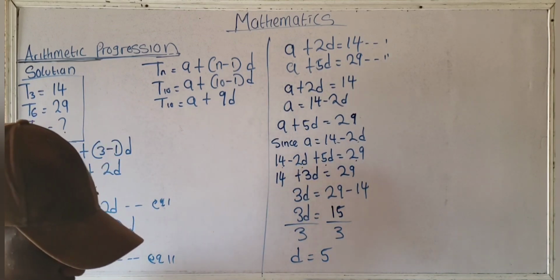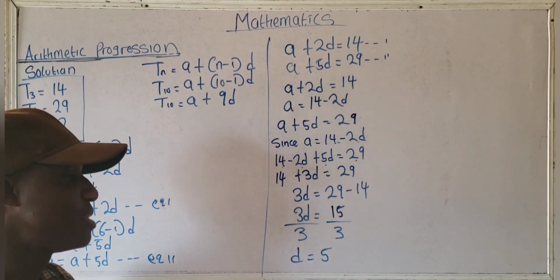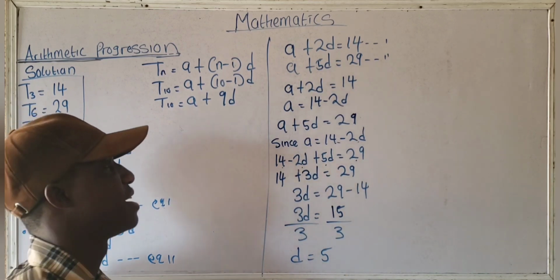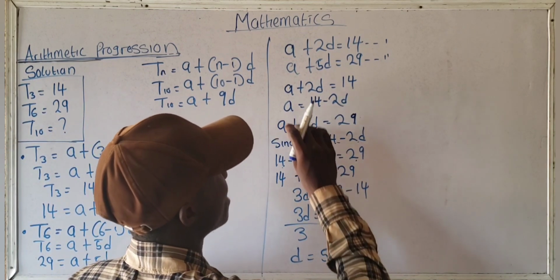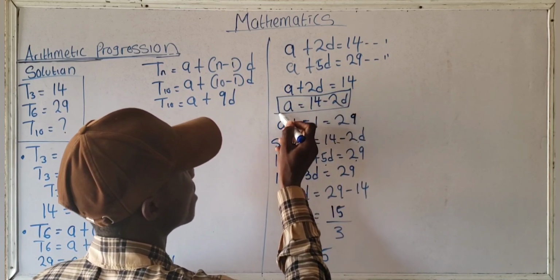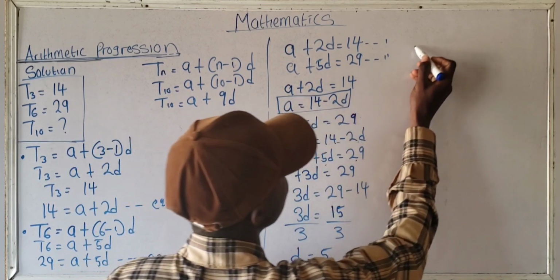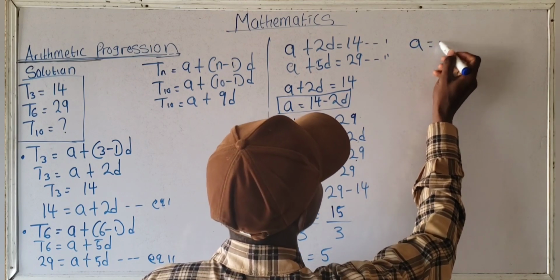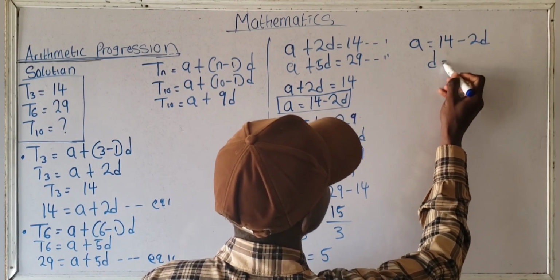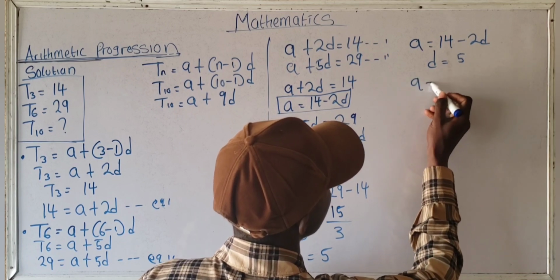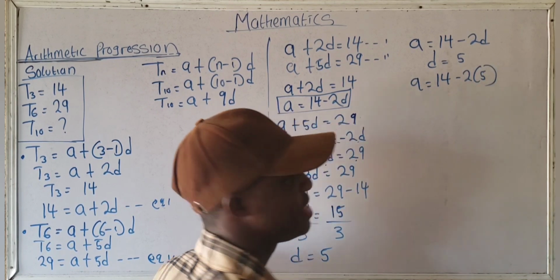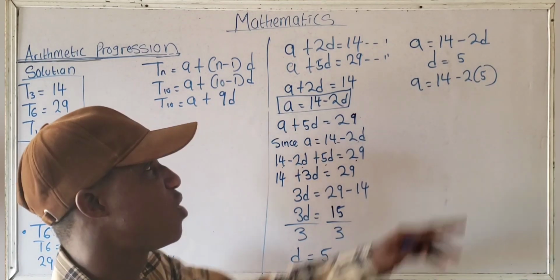Now, don't forget that the goal is to determine the value of A and D. So having gotten the value of D as 5, I can get the value of A by substituting the value of D into this equation. Don't forget that in equation 1, A equals 14 minus 2D. So when D equals 5, I'm going to have A equals 14 minus 2 multiplied by 5. All I did is replace the value of D with 5.